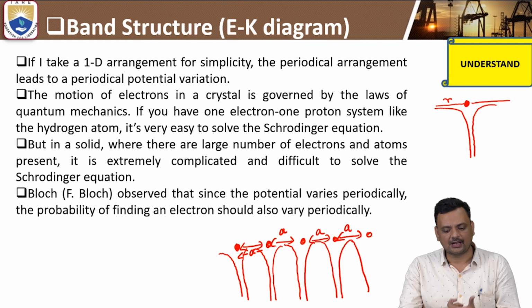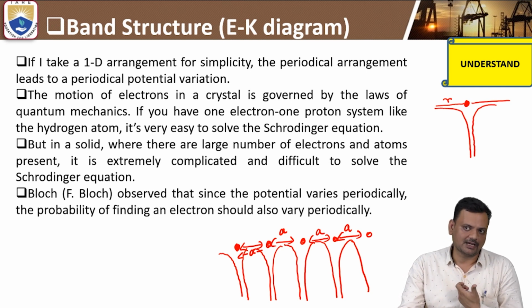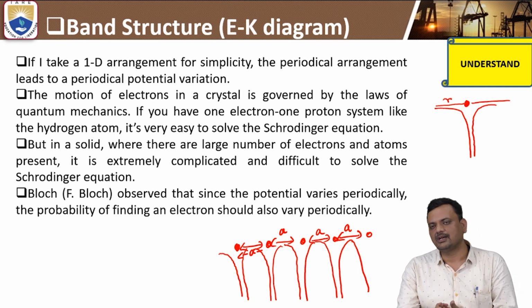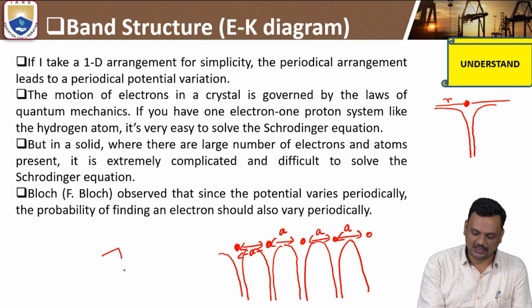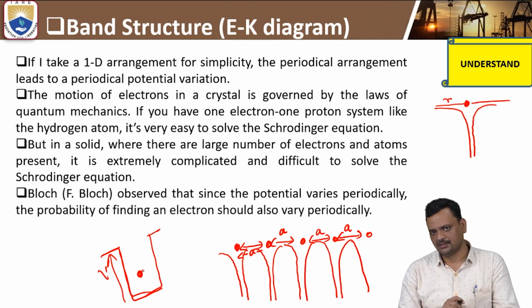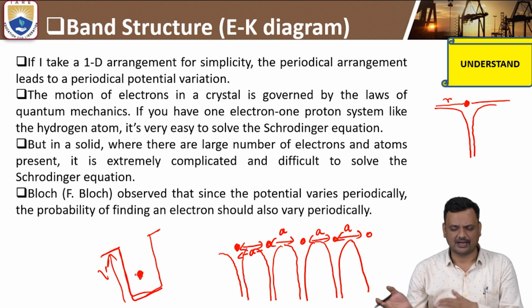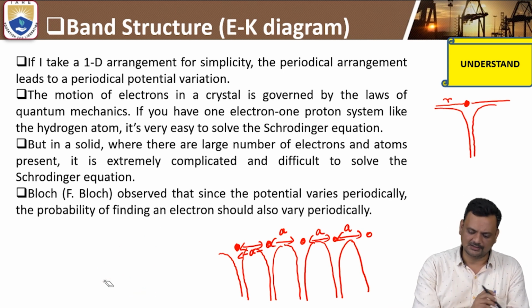But in solid, where there are a large number of electrons and atoms present, it is extremely complicated and difficult to solve the Schrodinger equation. So if you consider a single particle in a box, so this is your potential value. You can solve this. Why? Because this particle is not interacting with any other particle, so you can easily solve.